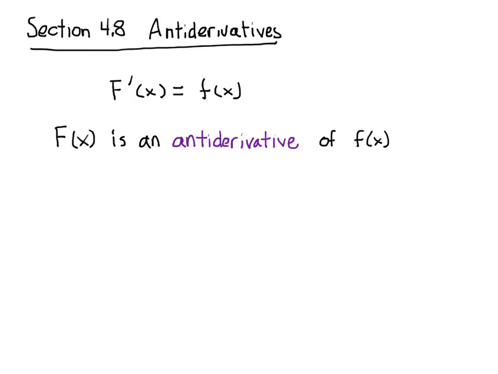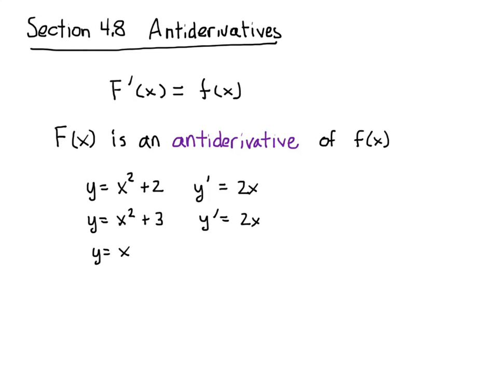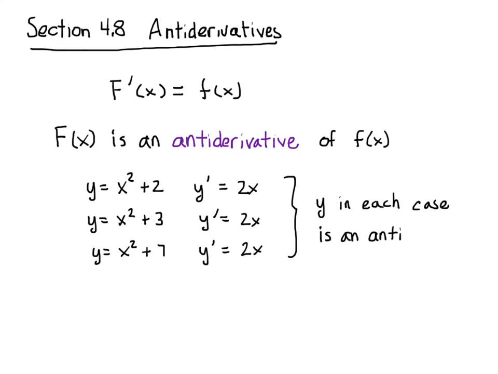So we're talking about the antiderivative, and so if we have this function y equals x squared plus 2, and we take the derivative, of course we get 2x, right? And the thing of it is that if I take other functions that are similar to each other, and here I'm not making a distinguishing, I'm just saying, y could be x squared plus 3 or y could be x squared plus 7, they all have the same derivative. All right, so the first thing that this says is that y in each case is the antiderivative of 2x.